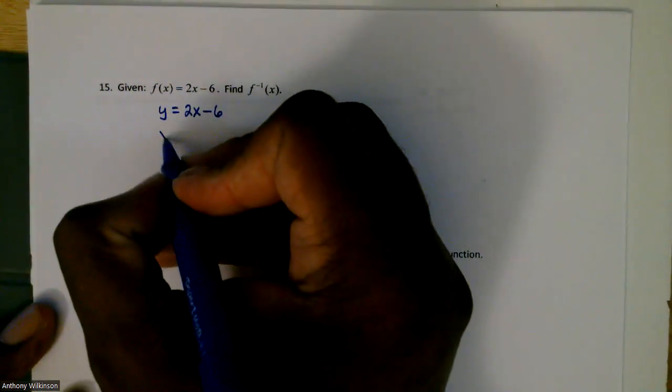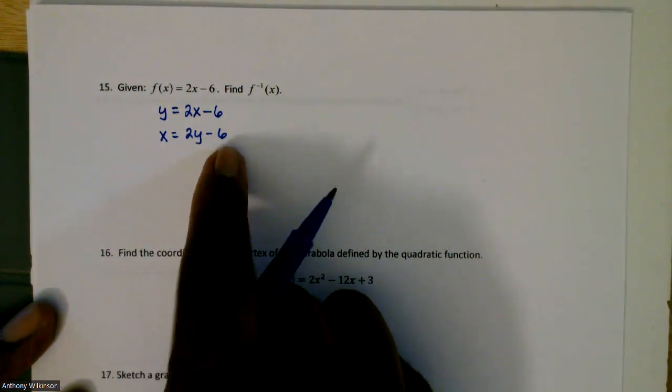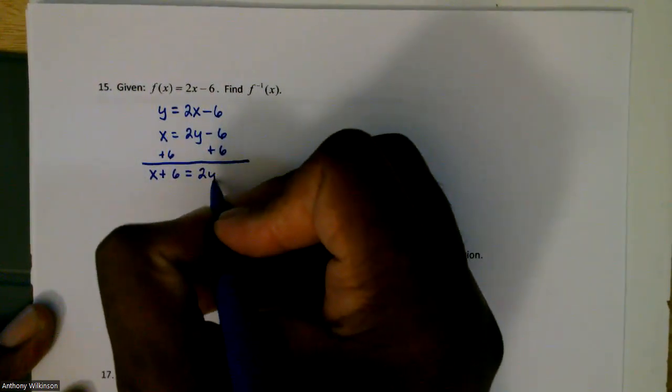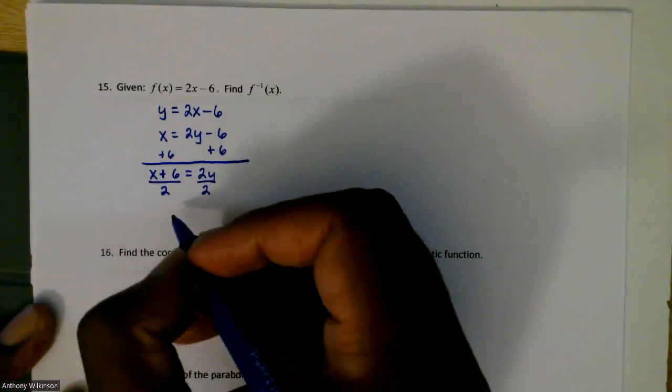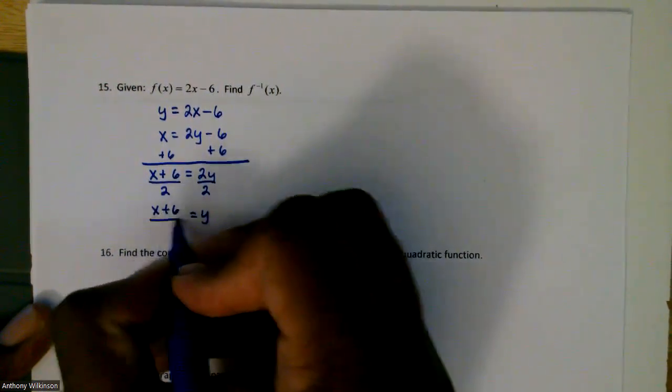That means that the y will be your x, and your x will be y. So it'll be x is equal to 2y minus 6. And then the next step would be to solve the equation for y. So I need to get y by itself. I'm subtracting 6, so I need to add 6 to both sides. That means I have x plus 6 is equal to 2y. And then y is being multiplied by 2, so I need to divide both sides by 2. So that means y is equal to x plus 6 all over 2.